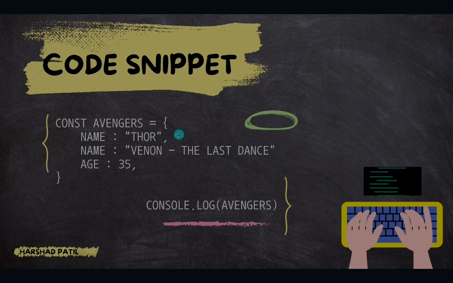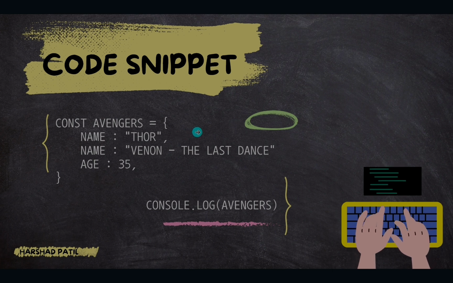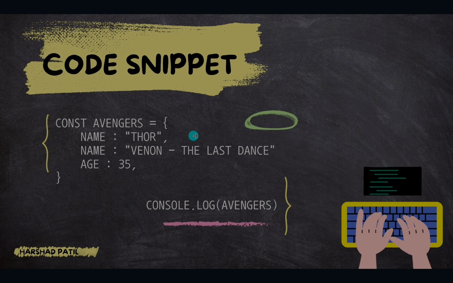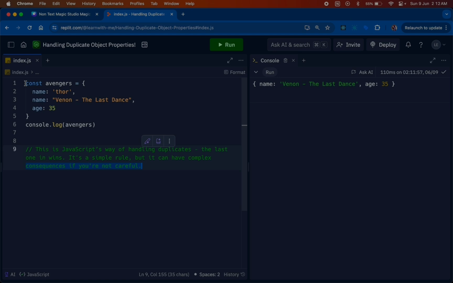Well, in JavaScript, if an object has properties with the same name, the last one you declare is going to take precedence. This means that the earlier properties with the same name will be overwritten. So in our example, the first name property, Thor, is initially set, but it's immediately overwritten by Venom: The Last Dance. This is a crucial point to understand because it can have significant implications for your code.